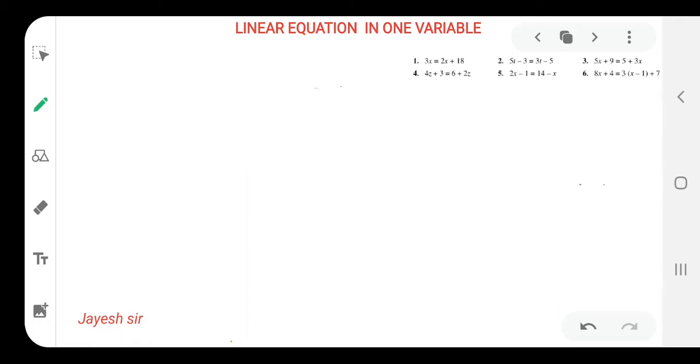So friends, let's start solving our first sum, as we already solved this type of sum in our previous classes also. So what is our first sum, friends? 3x equals 2x plus 1. Before starting, the only thing I am going to tell you is that terms having x should be on the left hand side and the other terms should be on the right hand side.